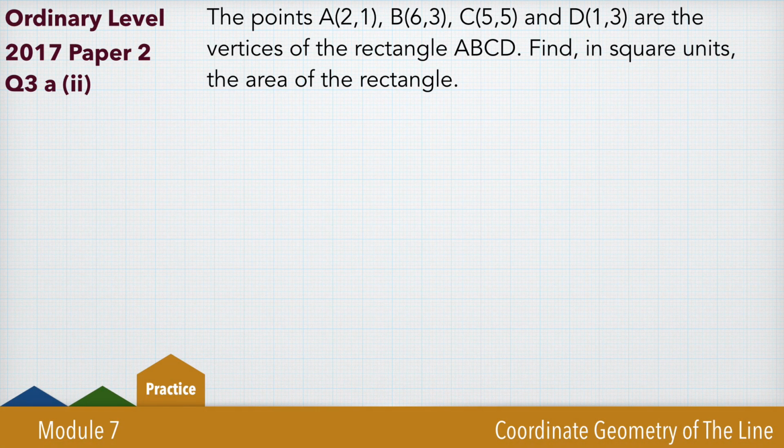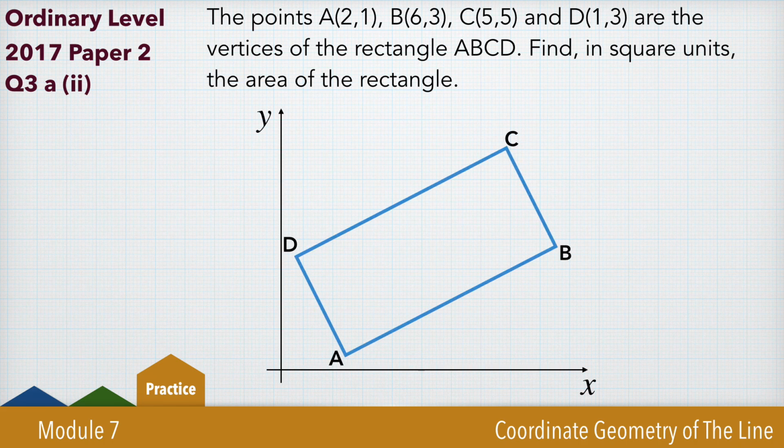In this question, we are given the vertices of the rectangle ABCD, and we must find the area of the rectangle. One method is to split the rectangle into 2 equal triangles, and then find the area of one of the triangles and double it. Another method is to find the area of the rectangle directly, using the geometry formula length by width.